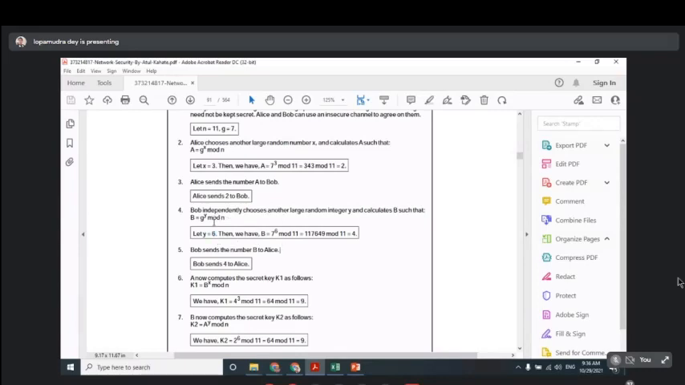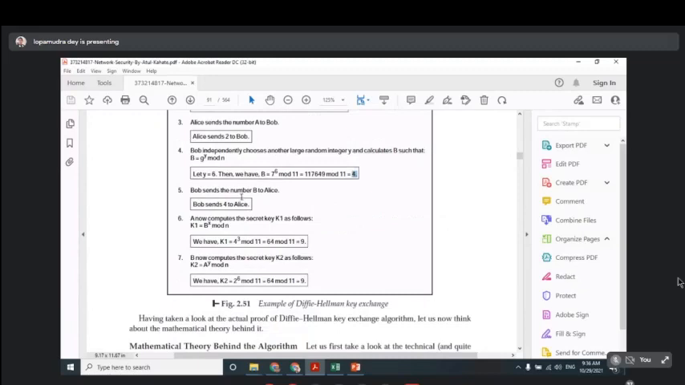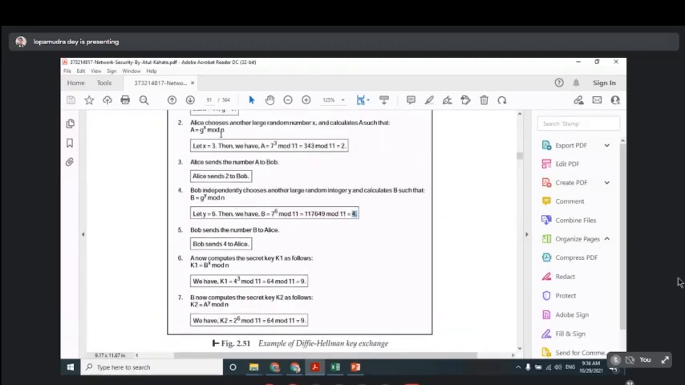So what will Bob do? Bob will do g to the power y mod 11, that is 7 to the power 6 mod 11. Mod means the remainder calculation. So the remainder is 4. This 4 Bob will send to Alice. A equal to 2 and B equal to 4. That information will be exchanged between Alice and Bob.